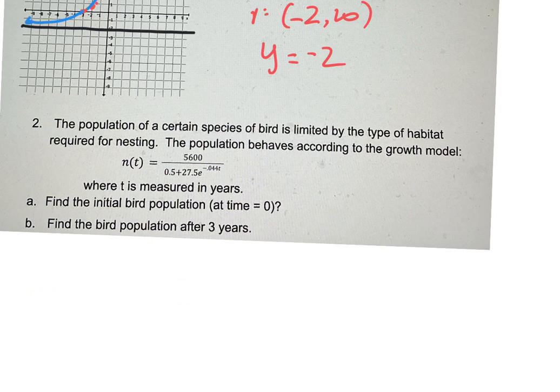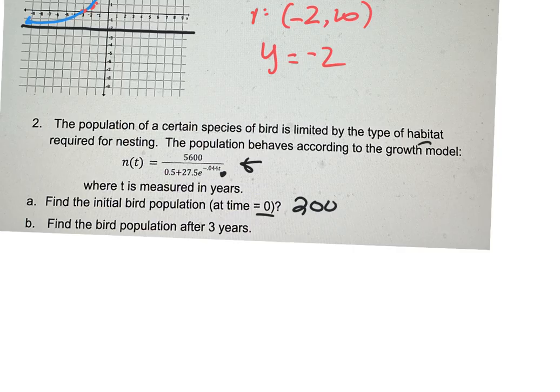Number 2, they're giving you the function here. It's exponential, it's logistic growth. The population of a certain species of bird is denoted by the type of habitat required for nesting, and the population behaves according to that model. What is the population at time 0? Just put a 0 in there, which makes the whole exponent 0. e to the 0 power is 1, times 27.5 is 27.5. If I plug a 0 in, I'm going to get 5,600 divided by 28, which is 200. So 200 birds at first.